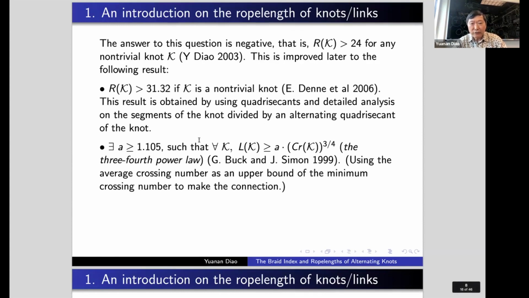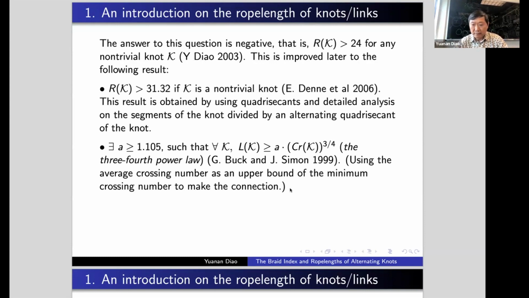And on the general side, if you talk about the general lower bound for any given knot or link, the rope length of any link is bounded below by its crossing number raised to the 3/4 power, multiplied by some constant. This is called the 3/4 power law. And this one is done by using analysis on the average crossing number over all projecting directions.